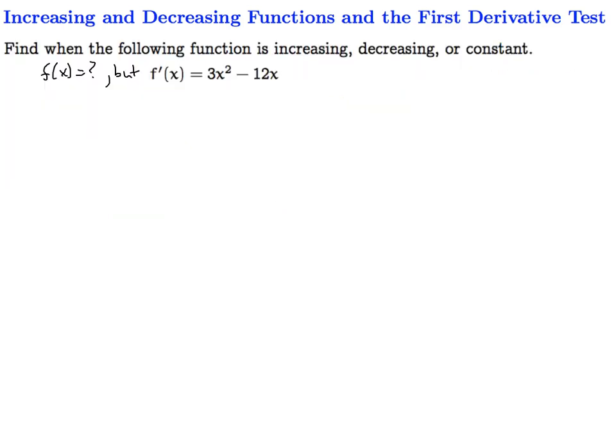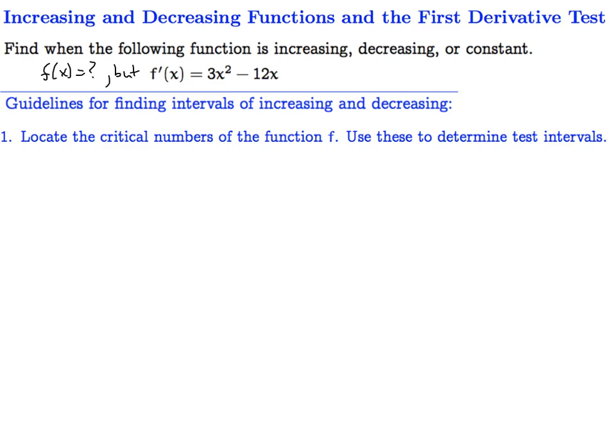What the previous theorem, the test for increasing and decreasing, really helps us figure out is the increasing or decreasing parts of functions, and it tells us that we don't need to look at the function at all, we just need to look at the function's derivative. So here we're going to figure out where a function is increasing, decreasing, or constant by only looking at its derivative. We don't even know what the original function is, but I know it has derivative 3x squared minus 12x.